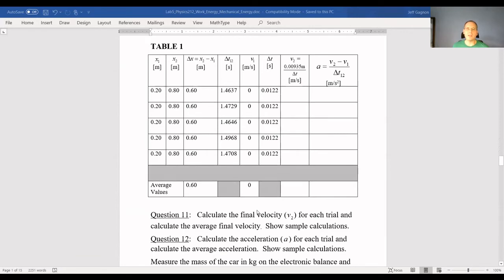Okay, so the first question, I want you to compute that final velocity. It's going to be the flag length, which I give you here, divided by this time. So compute that final velocity, and then compute the average, and maybe show me a sample calculation.